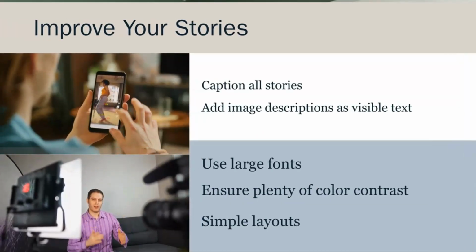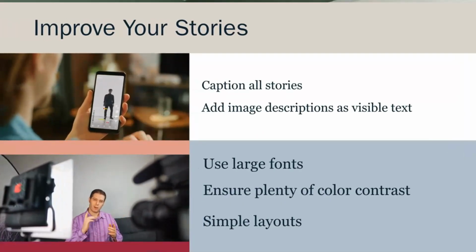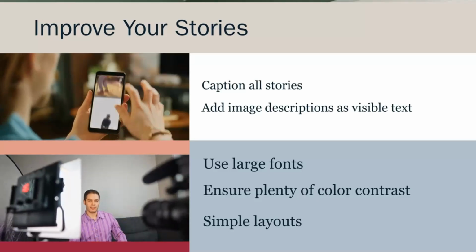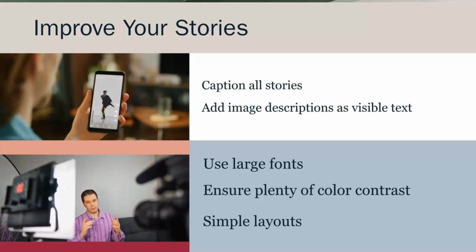Stories work just a little differently. Instagram does not support alt text for stories at this time. So accessibility here comes from design choices. A couple things you can do to improve the accessibility for your stories is to be sure to caption all stories, even short ones. Add brief image descriptions as visible text when the image matters. Use large fonts, strong contrast, and simple layouts. If a story contains critical information like instructions, education, or announcements, consider adding it as a feed post too.